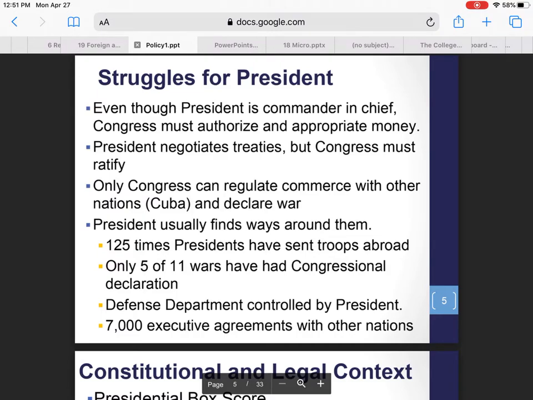With that being said, through executive order and some other things, the president oftentimes finds ways around some of the things that Congress may put in their way.